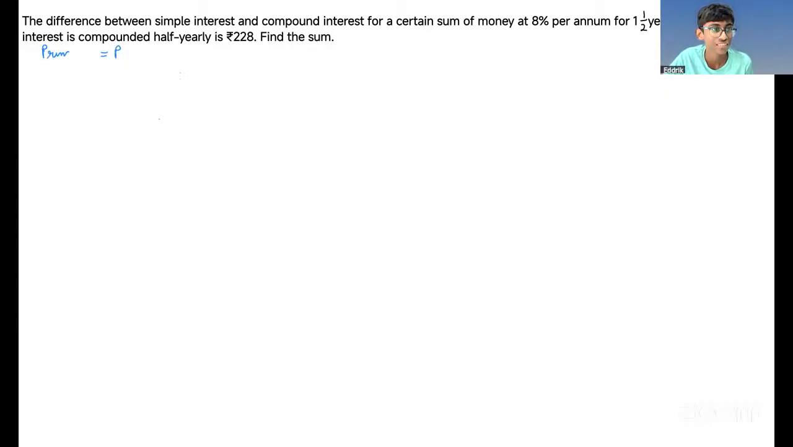Okay, so I will write the difference, but I don't know. And the rate is 8% per annum. Time is 1.5, basically it will become 3 by 2 years, and compounded half yearly. So first we will tell the difference is 220.